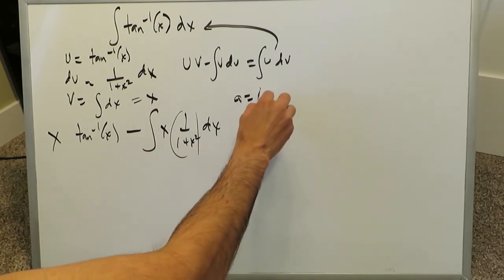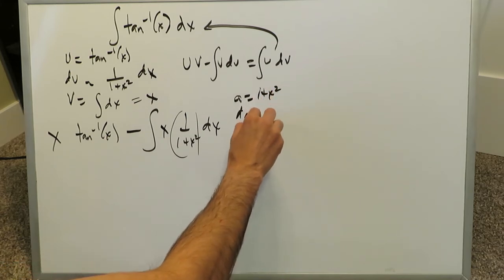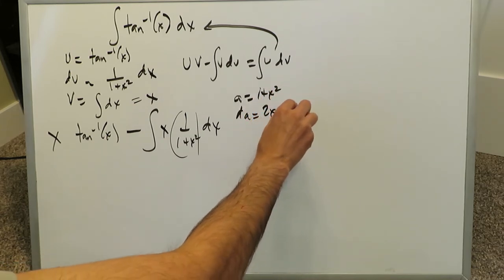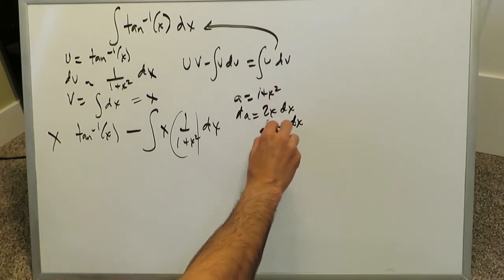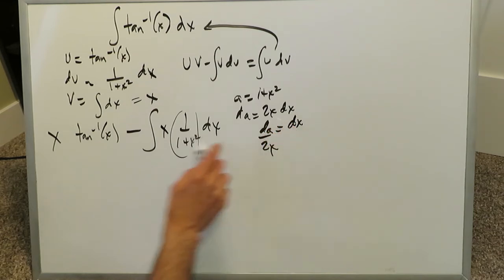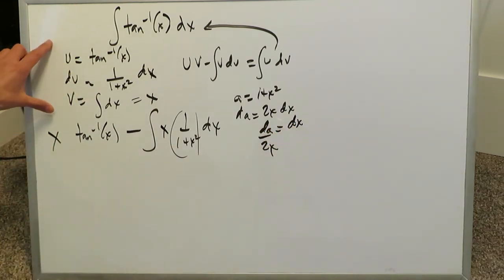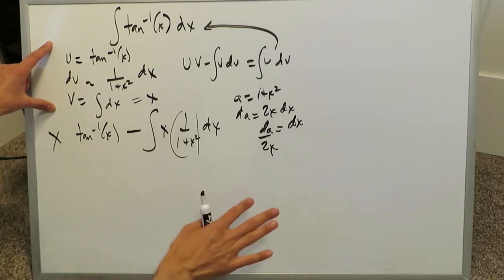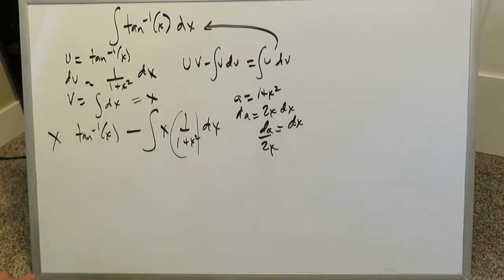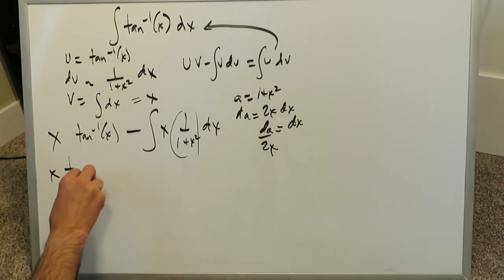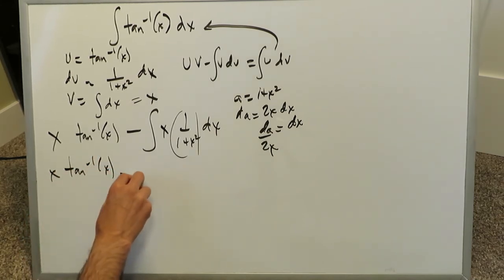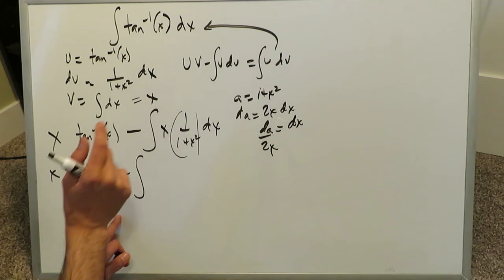And if a is equal to 1 plus x squared, then dA, the derivative of a, is equal to 2x dx, and dx is equal to dA over 2x. So this type of question will require you to employ the integrating by parts technique along with the polynomial substitution technique to take it to completion. And let's take it to completion. X tan minus 1 x, or inverse tan, minus, we're doing the polynomial substitution technique.